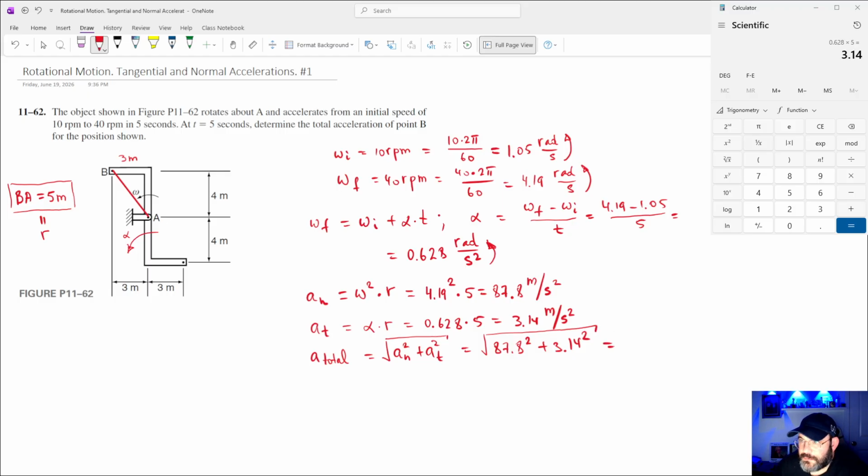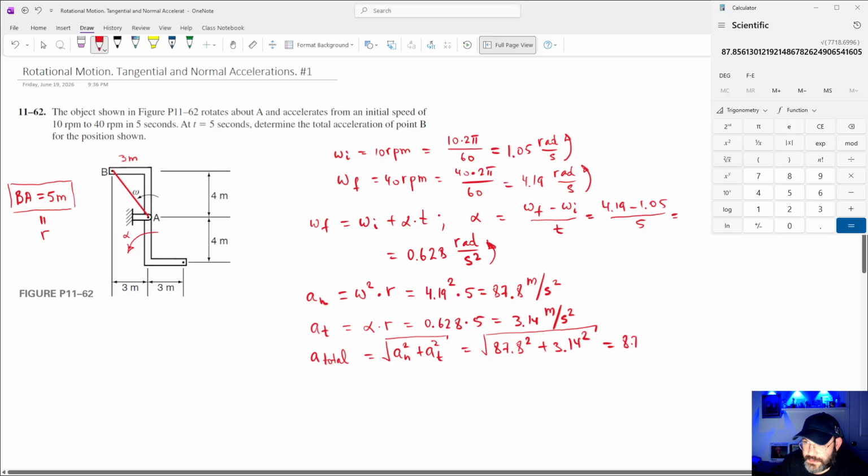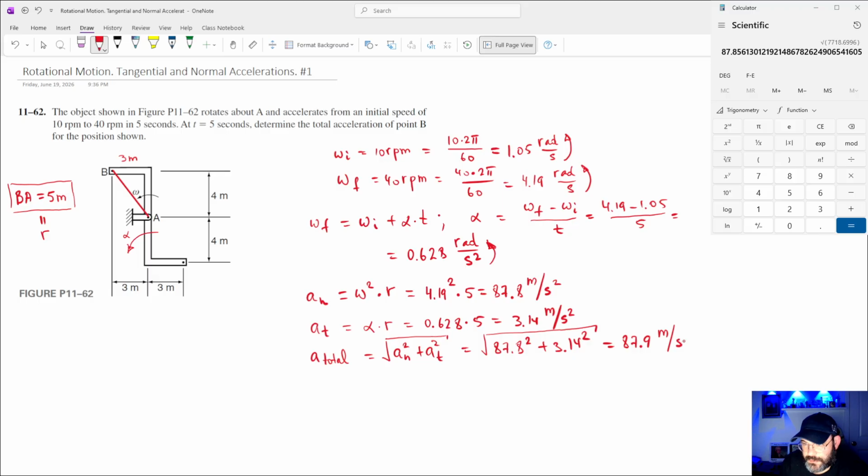Okay, and this is equal to, let's calculate this. So we have 87.8 squared plus 3.14 squared, and the square root of this is 87.9, right? So 87.9, as we can see, it's quite close to this as we predicted. 7.9, a little bit longer, meters per second.